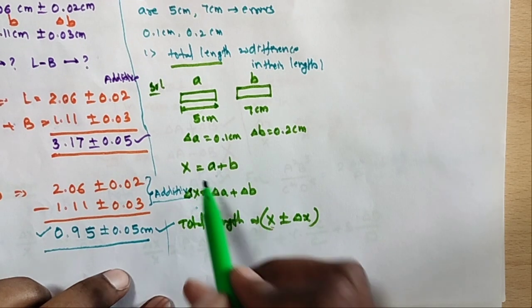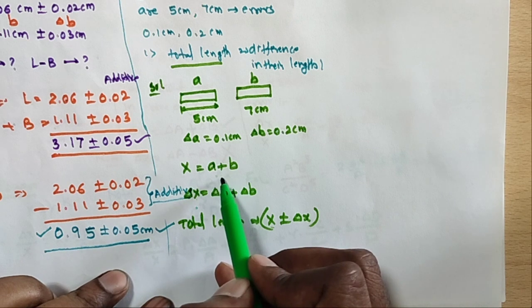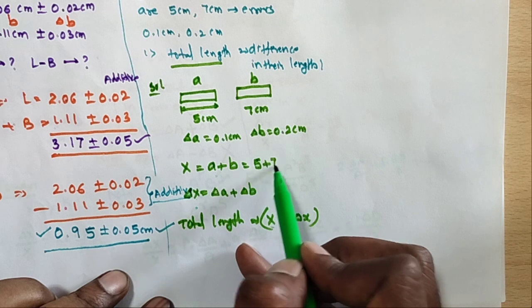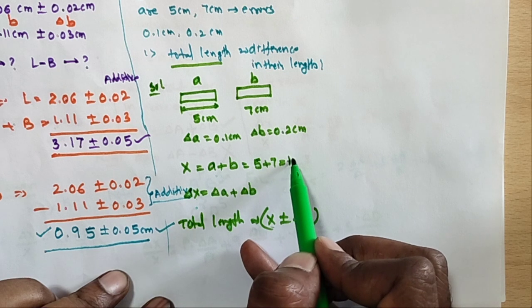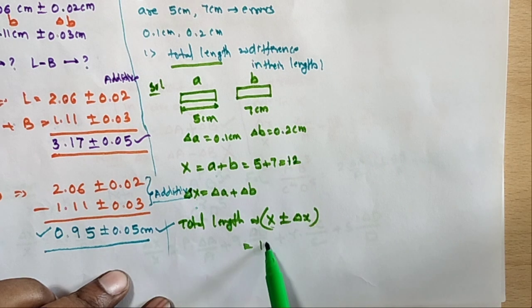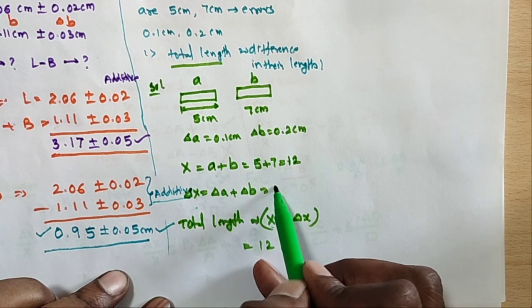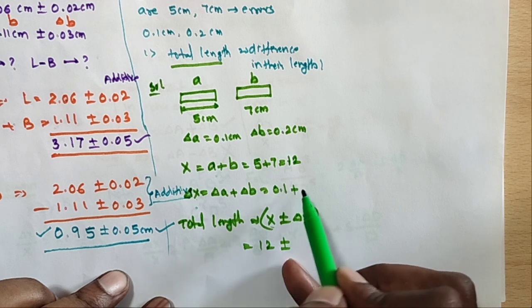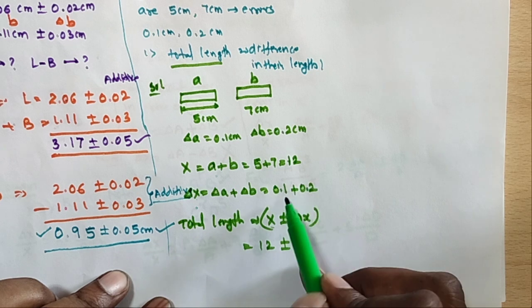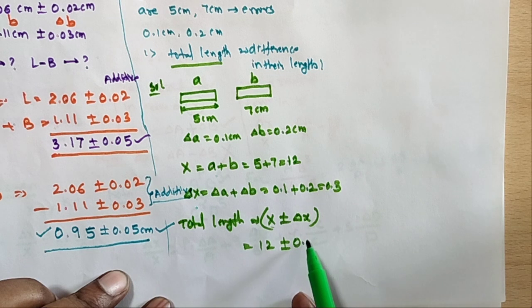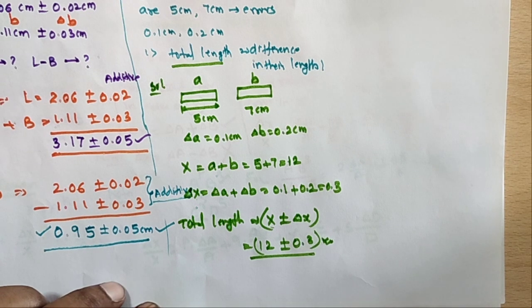So in this one, x is equal to A plus B. What are the A and B values? One is 5, the other is 7. 7 plus 5 is 12. So here the value is 12 plus or minus. So what is delta x? 0.1 plus 0.2, so 0.3. So here 0.3 centimeter. This is the answer. Very simple. This is 12 plus or minus 0.3.